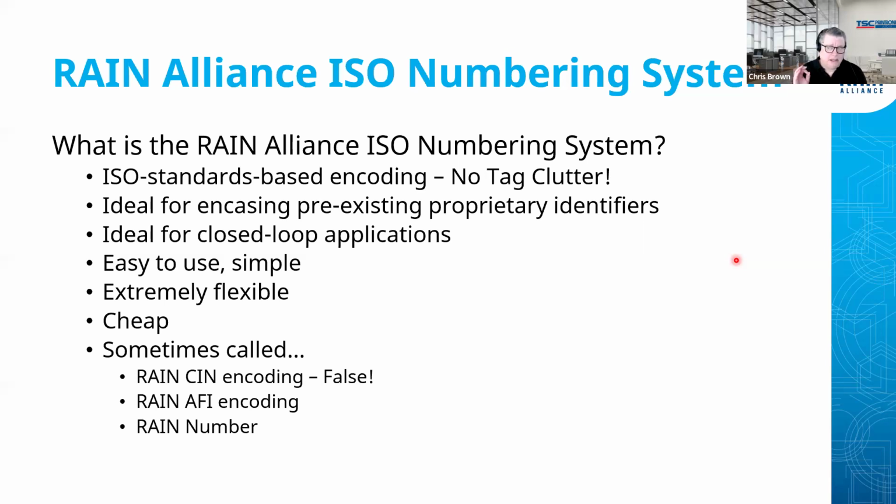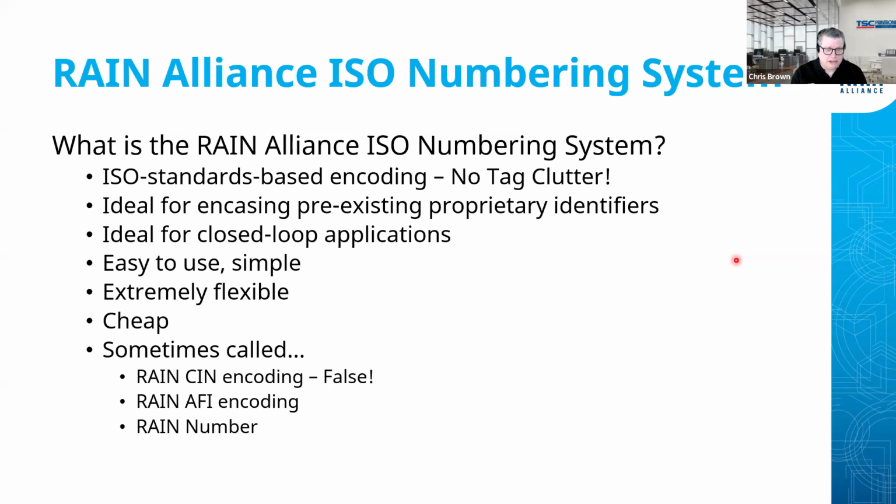That means that if we use it, we can configure our readers to only look for our tags and avoid tag clutter. It is an ideal standard for encasing pre-existing proprietary identifiers, like the serial numbers we use for our printers. It's ideal for closed loop applications, where only I or a known trading partner read my tags.